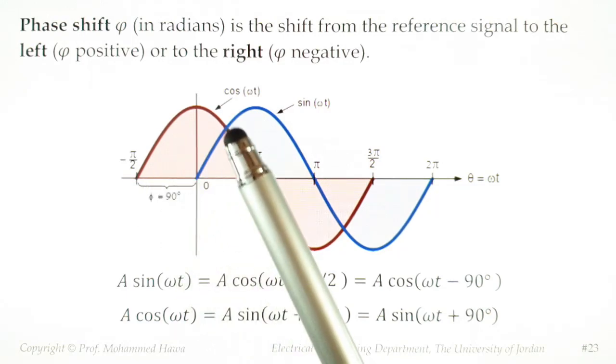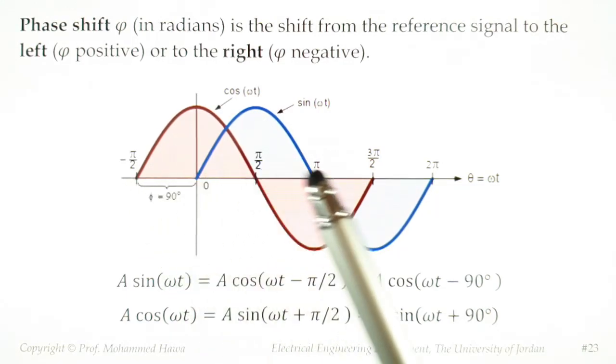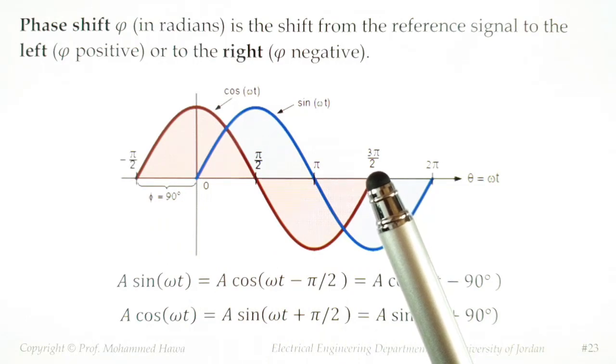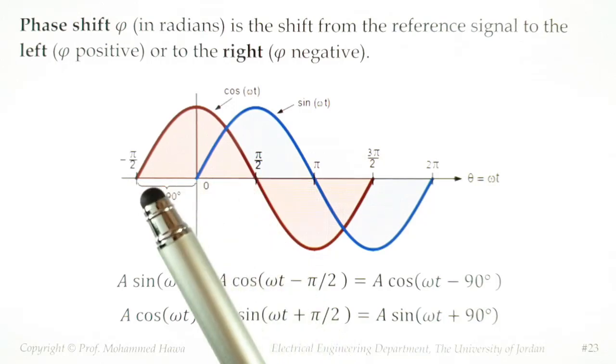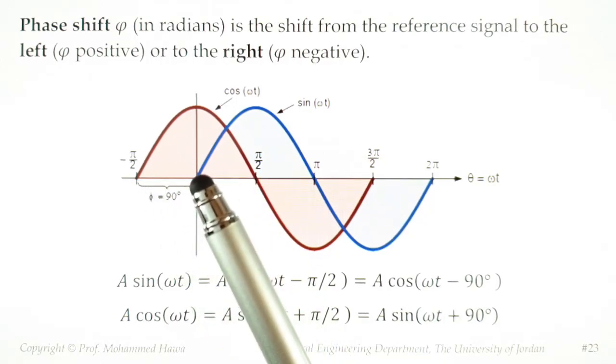The same thing can be said about the cosine. If you take one full cycle here from this red curve, you get 2 pi. But if you take half a cycle, what you're getting is 1 pi, which is 180 degrees. If you're taking only 1/4 of the cosine, that's 90 degrees.